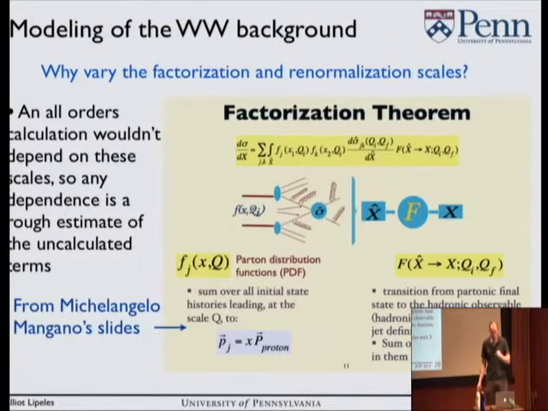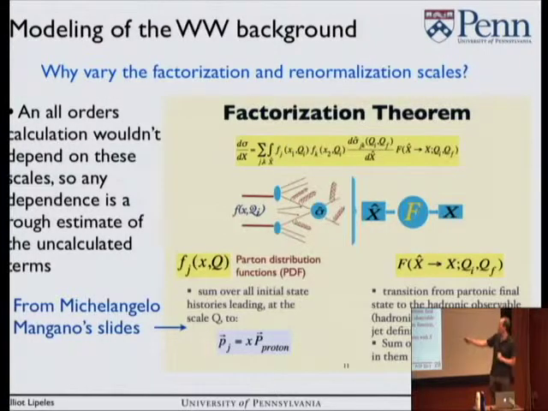Okay, so let me just say why people vary normalization, renormalization, and factorization scales. I've stolen this slide from Mangano, so you should have seen this already. When I calculate a cross-section, I take the partonic cross-section, I integrate over the PDFs, and I integrate over the parton shower to get an actual prediction for a process.